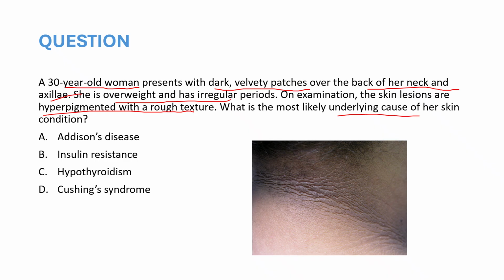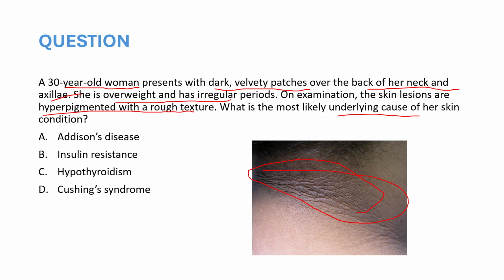So what we have to first diagnose is, what is the skin condition? The image is also given here. It's a dark velvety patch over the back of the neck and axilla. She is overweight and has irregular periods, which is suggestive of PCOS. So there is some kind of metabolic syndrome happening here, with hyperpigmented and rough texture over the back of the neck. Here you can see the lesion they are talking about. So what is this? This is called acanthosis nigricans. There is hyperpigmentation or velvety patches over the back of the neck and over the axilla. You can get it in patients of PCOS and in patients of metabolic syndrome.